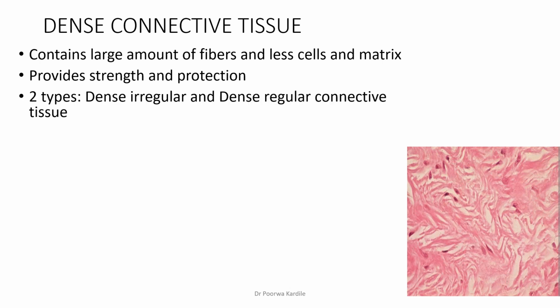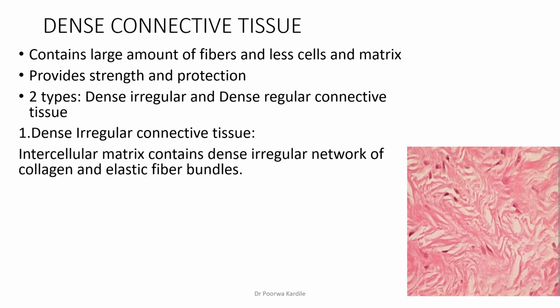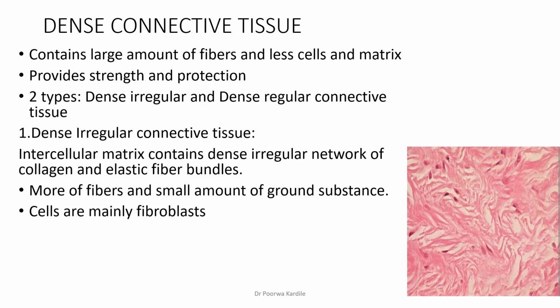And again, depending on the arrangement of the fibers, dense connective tissue is of two subtypes: dense irregular and dense regular. Dense irregular connective tissue, as you can see in the diagram, has got intercellular matrix which has more amount of fibers, and these fibers, elastic and collagen fibers, are arranged irregularly. There are irregular network of such fibers, and the ground substance is less in amount.